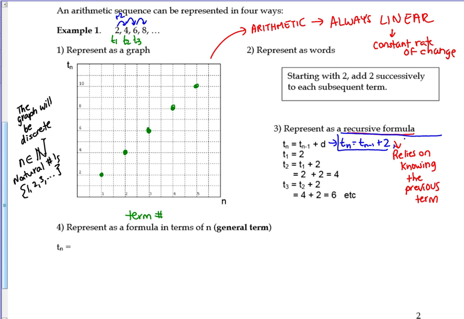I would also need to know that term 1 is equal to 2. I have to know where I start, because you have to know at least one term in order to make a recursive formula. So I know that the previous term plus 2 is equal to the next term. So term 2 is term 1 plus 2, term 3 is term 2 plus 2. That would be the recursive formula. Again, we're rarely going to see that because it's very tedious. If I want the 100th term, I need to know the 99th term. If I want the 99th, I need to know the 98th. So again, not very helpful.